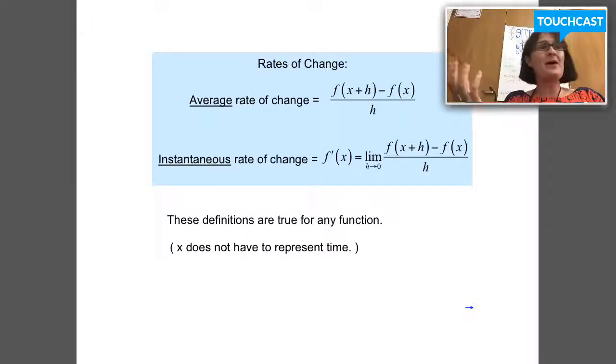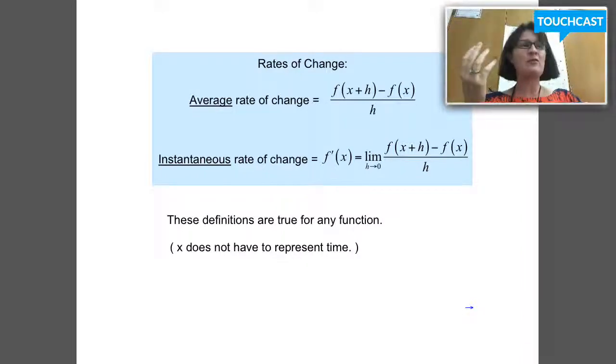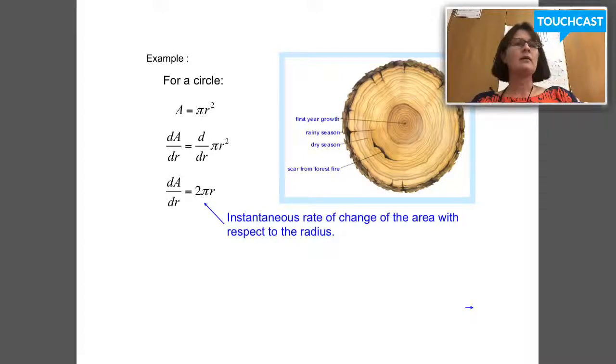But this works no matter whatever kind of function you want to use. It doesn't have to be a position function or a velocity function. We can talk about the rate of change of functions that represent any kind of quantities. So check out this example. We know that the area of a circle is equal to pi r squared. So the area of a circle depends on the radius. So we could take the derivative of this function.